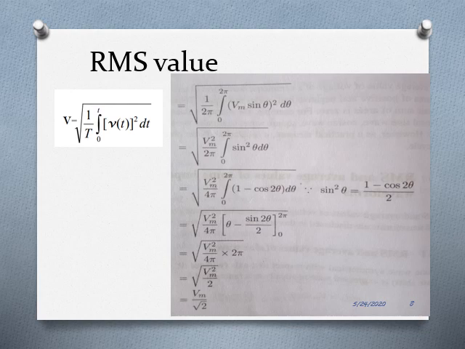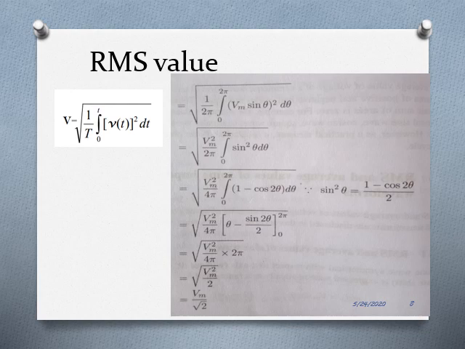So the equation becomes square root of Vm square divided by 4 pi. Just take the 2 in the denominator outside since it is a constant. Integral 0 to 2 pi 1 minus cos 2 theta d theta. Now integrate 1 and cos 2 theta. Integral of 1 is theta and integral of cos 2 theta is sin 2 theta divided by 2. The time interval is from 0 to 2 pi. Substitute and you get the final answer as Vm divided by root 2. So this is the RMS value of a sine wave.